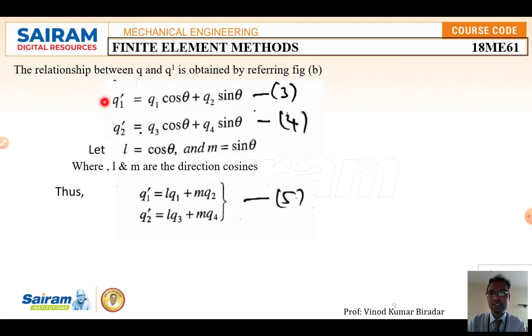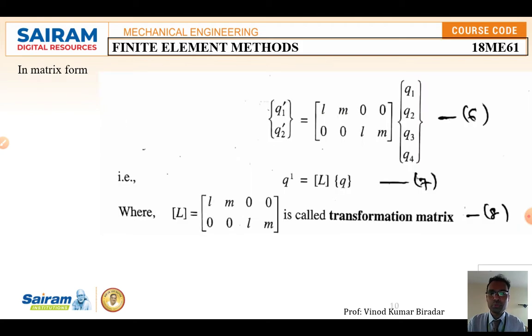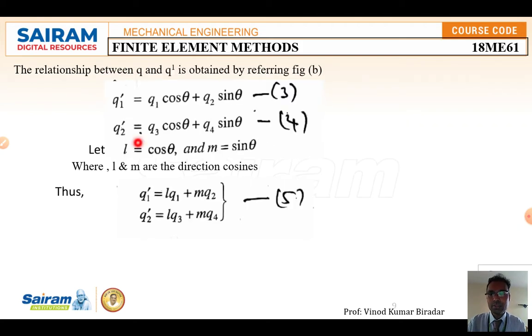So q1 dash is equal to q1 cos theta plus q2 sin theta. Give equation number 3. q2 dash is equal to q3 cos theta plus q4 sin theta. Give equation number 4. Let us assume l is cos theta and m is sin theta. These are called the direction cosines. Substituting in equations 3 and 4, we get the modified equations: q1 dash is equal to l q1 plus m q2, and q2 dash is equal to l q3 plus m q4. Give equation number 5.